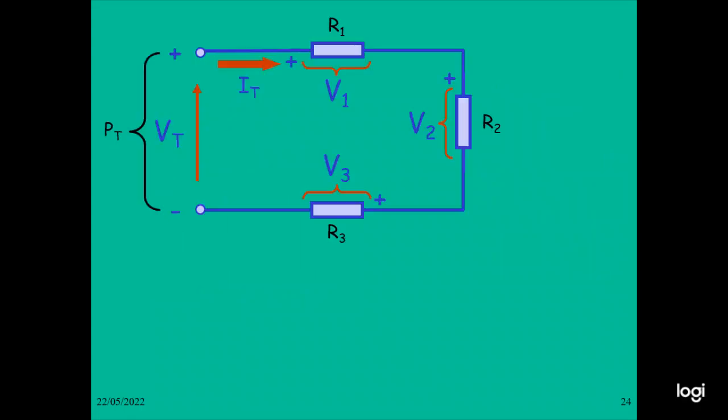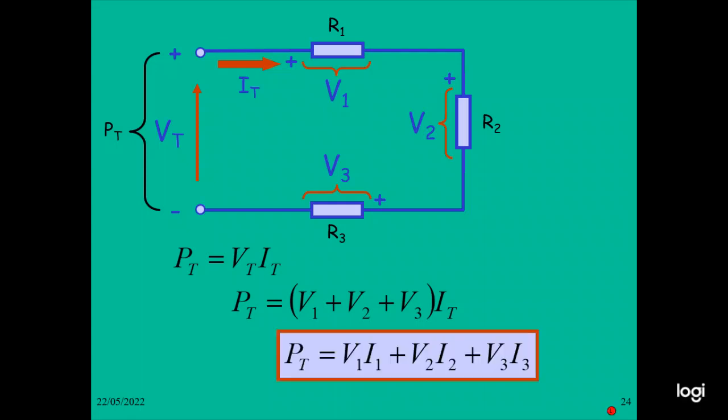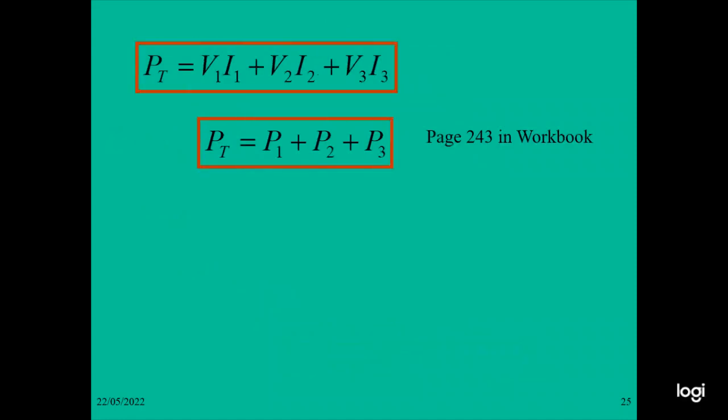In this case, the total voltage is VT, the total current is ID, the voltage across resistor R1 is V1, across R2 is V2, and across R3 is V3. So PT equal to VT multiplied by ID. Then PT equal to V1 plus V2 plus V3, the voltage addition, multiplied by ID. Therefore, PT equal to V1 I1 plus V2 I2 plus V3 I3. Therefore, the total power equal to P1 plus P2 plus P3, because P1 equal to V1 I1, P2 equal to V2 I2, P3 equal to V3 I3.